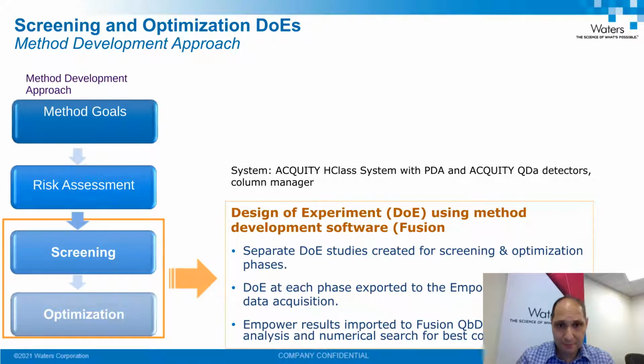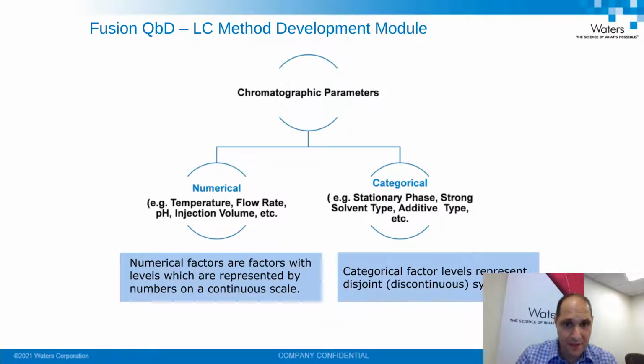And finally, characterizing the final design space and creating a method operable design region, as we stated earlier, where small changes to conditions do not significantly change the performance of the method.